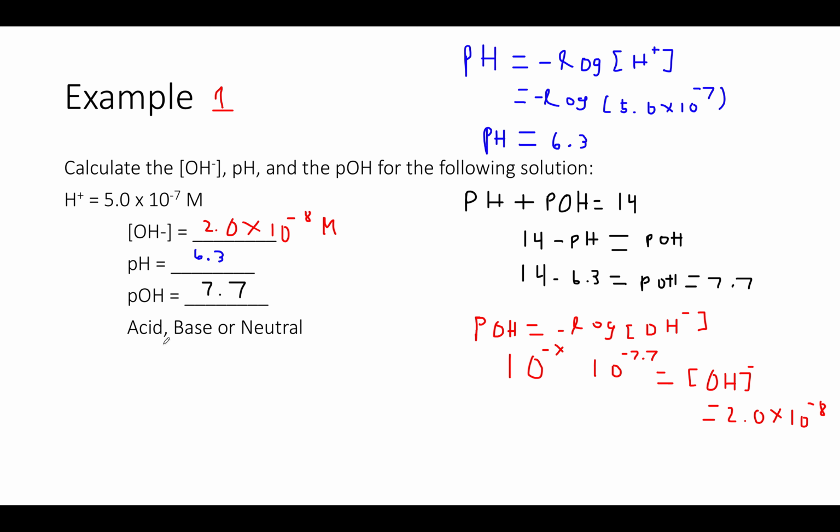So is this an acidic, basic, or neutral solution? Well, the pH is less than 7, so it would be an acid because the pH is less than 7.